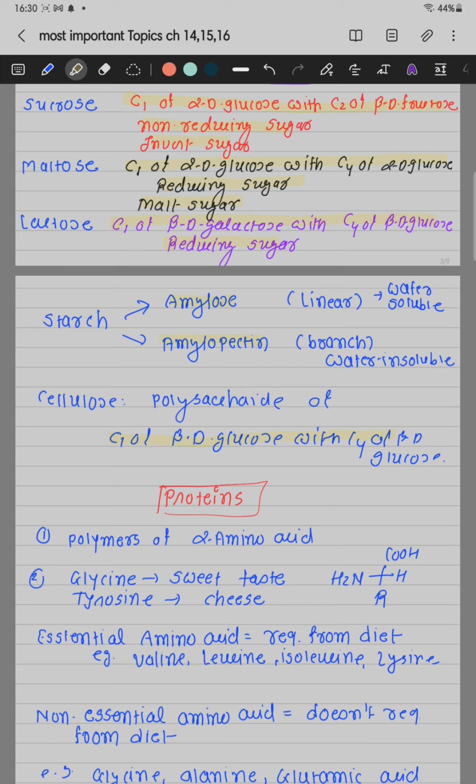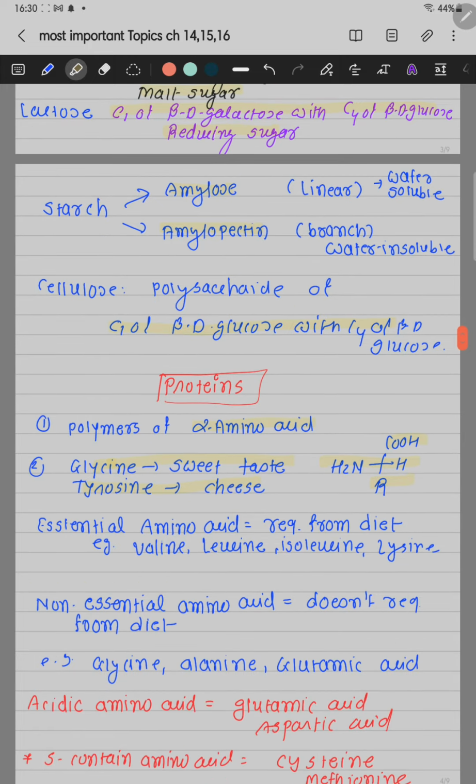Proteins are made up of alpha amino acids. The name of a protein is based on its properties or on the source from which it is derived. For example, glycine is sweet in taste, and tyrosine is derived from cheese. In the general structure of an amino acid, R, NH2, H and a COOH group are present.